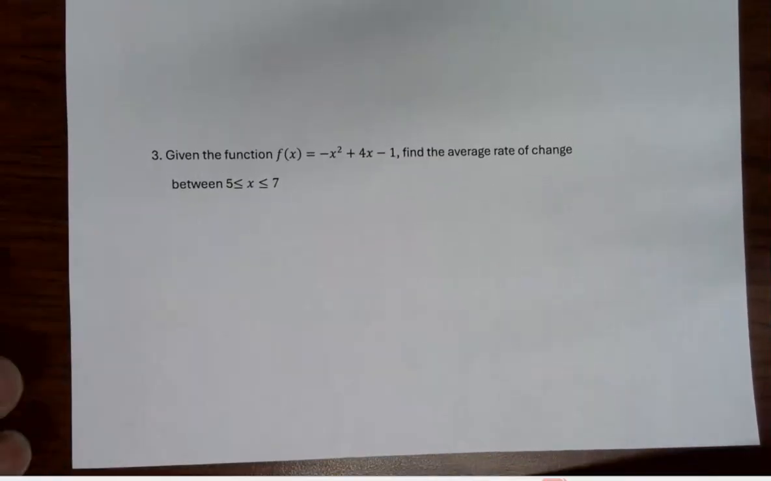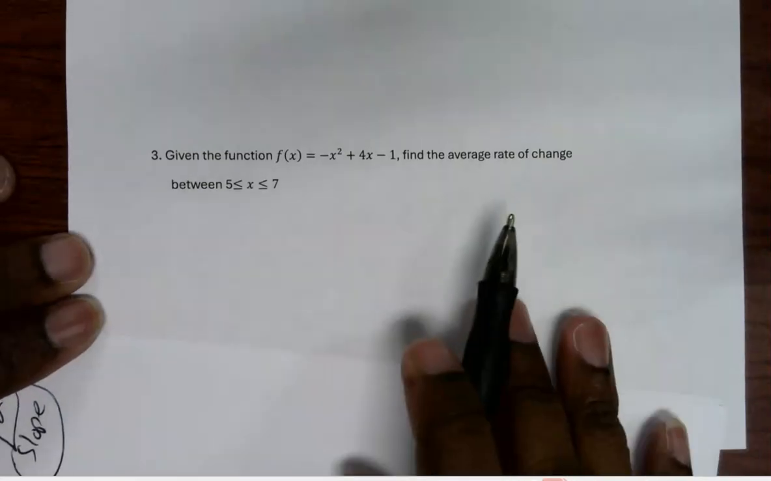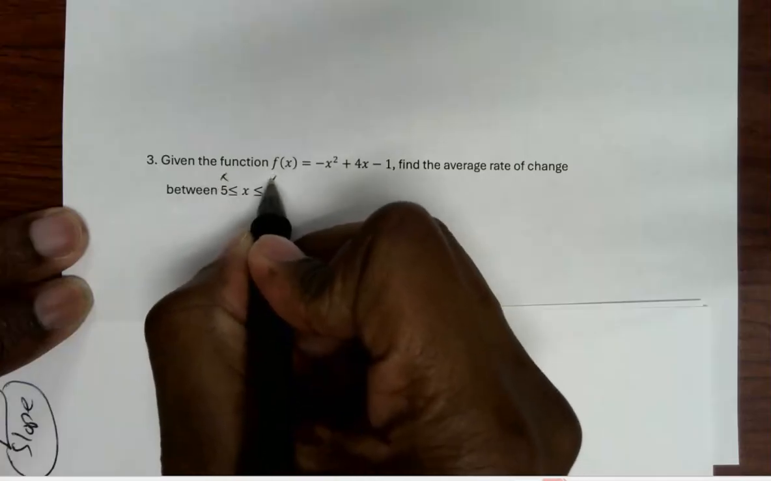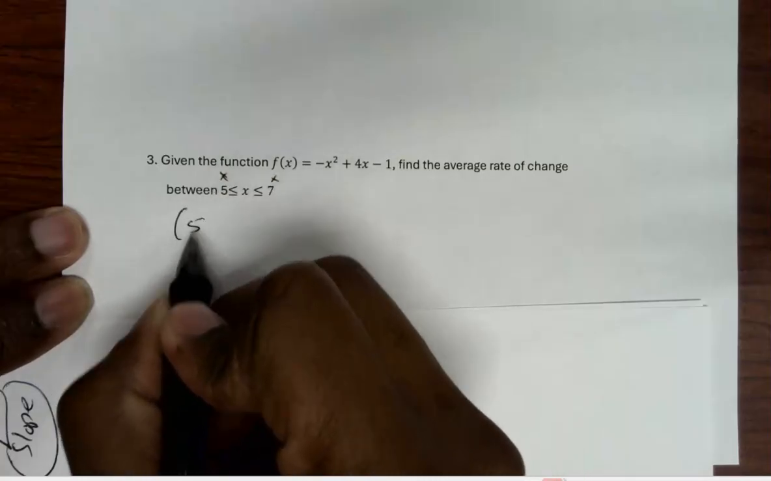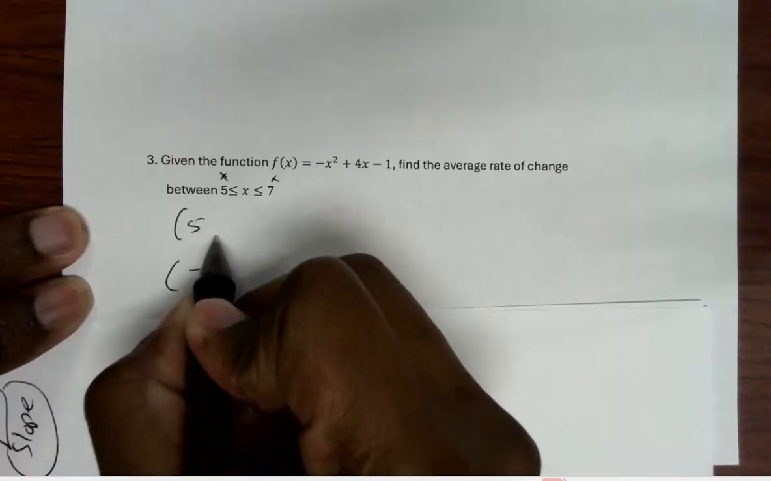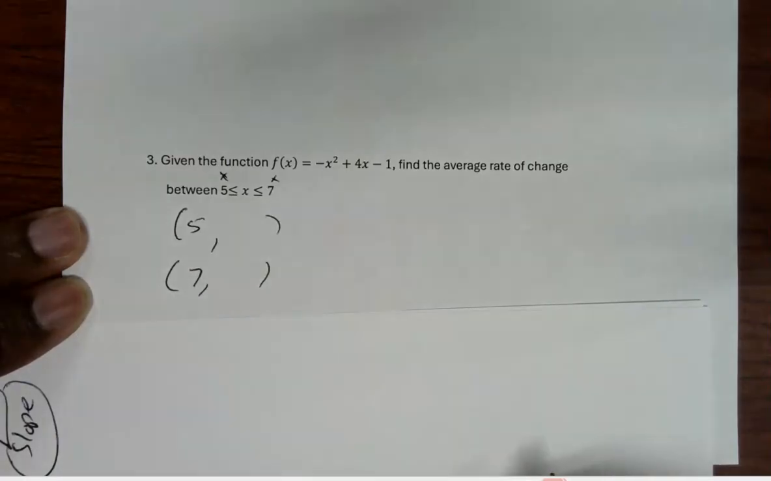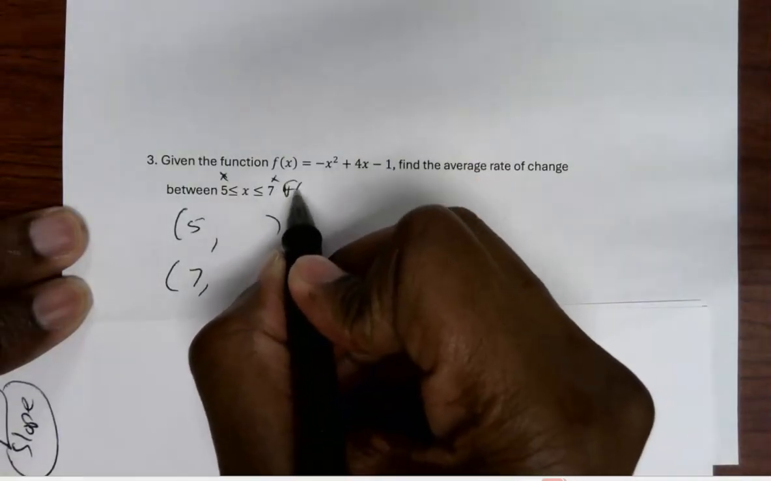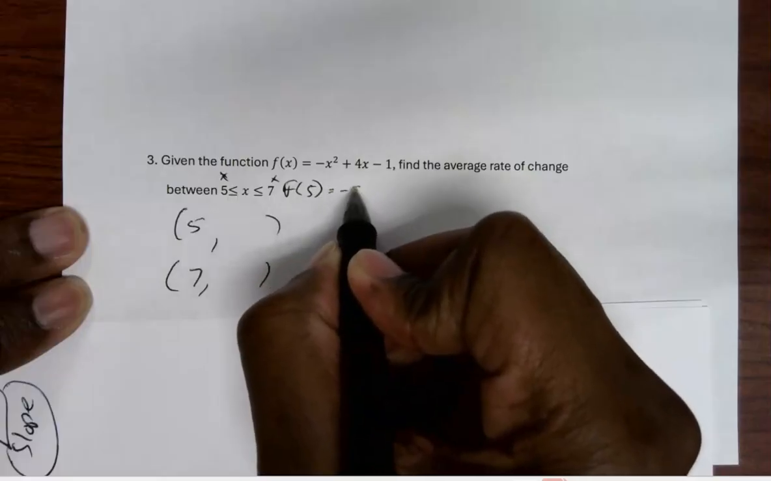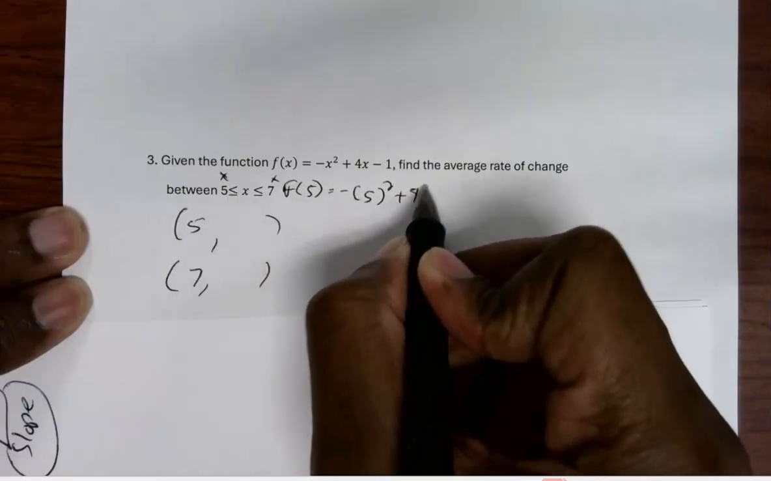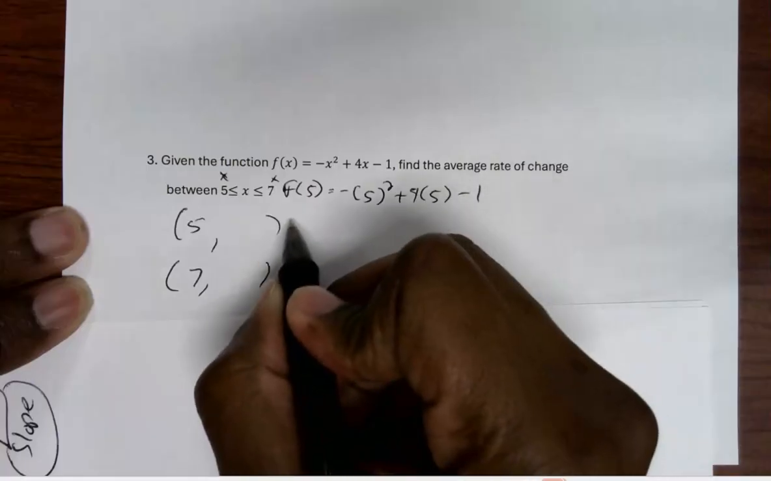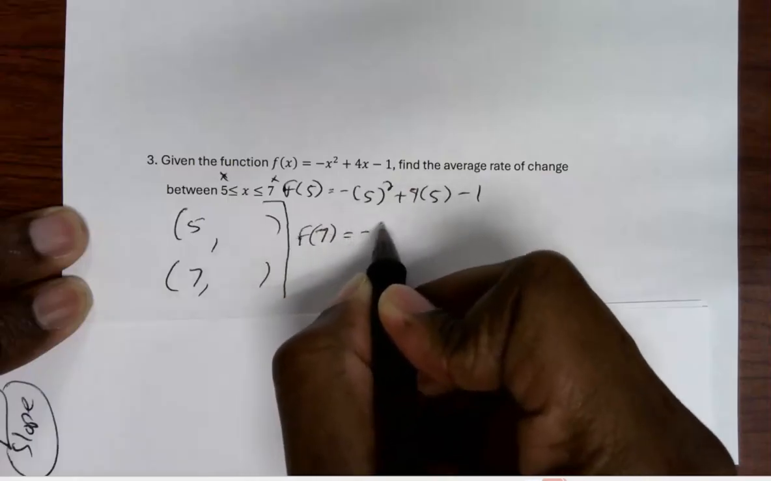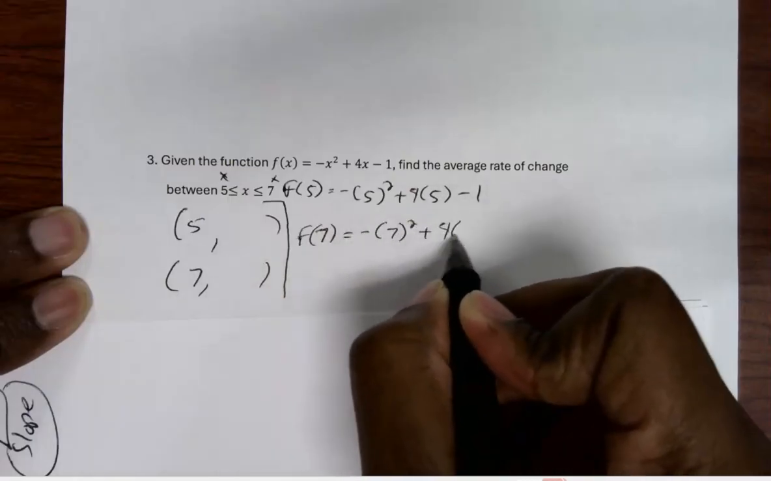I could say find the average rate of change on this interval, and it could say from 5 to 7, like this. Same idea. These are x values. X is 5 and x is 7. So one ordered pair starts with 5, the other starts with 7. I need the y value that goes along with it. So I'm replacing x with 5, so f of 5, and then it's going to be negative 5 squared plus 4 times 5, take away 1. And then f of 7, it's going to be negative 7 squared plus 4 times 7, take away 1.